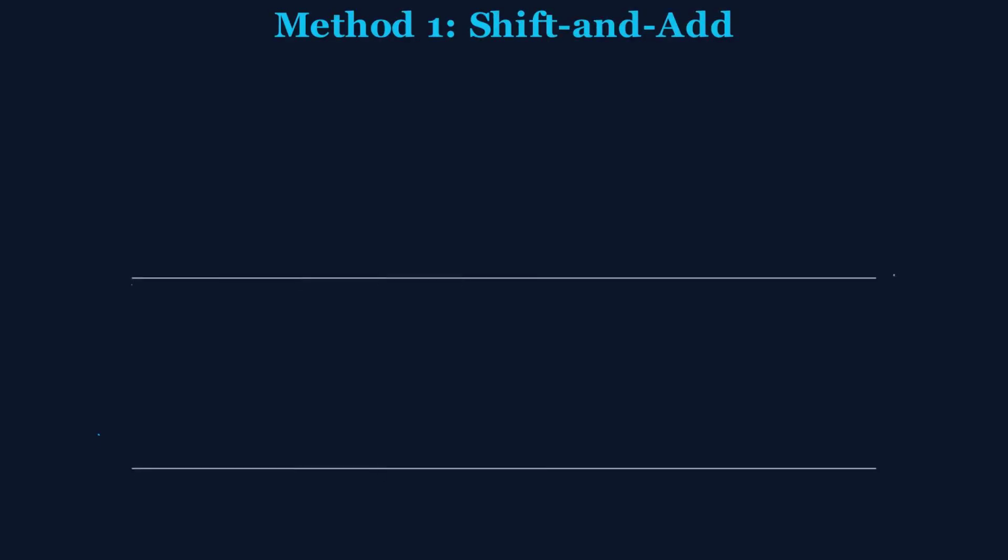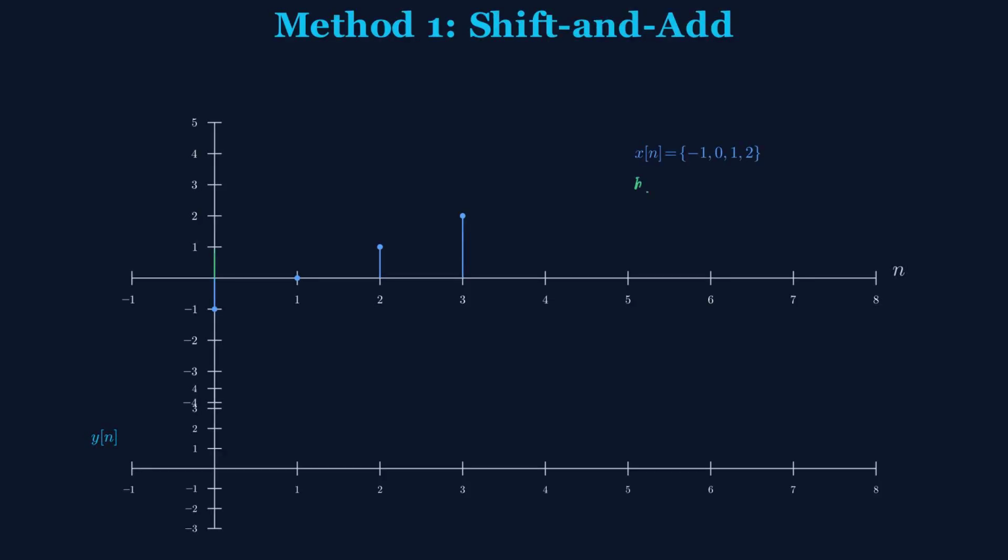Let's apply shift and add step by step. Our signals are x of n equals -1, 0, 1, 2, and h of n equals 1, 1, -1, 1. Starting with x of 0 equals -1, we scale h by -1 to get minus h of n, the values -1, -1, 1, -1 at positions 0 through 3. This first component is shown in red.